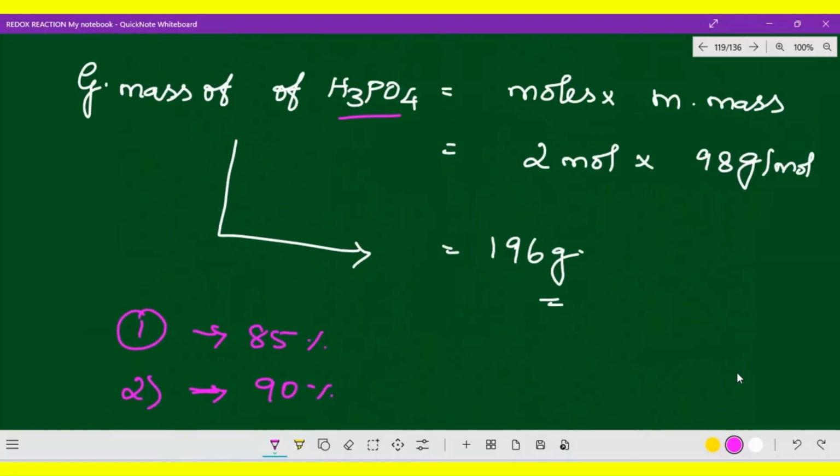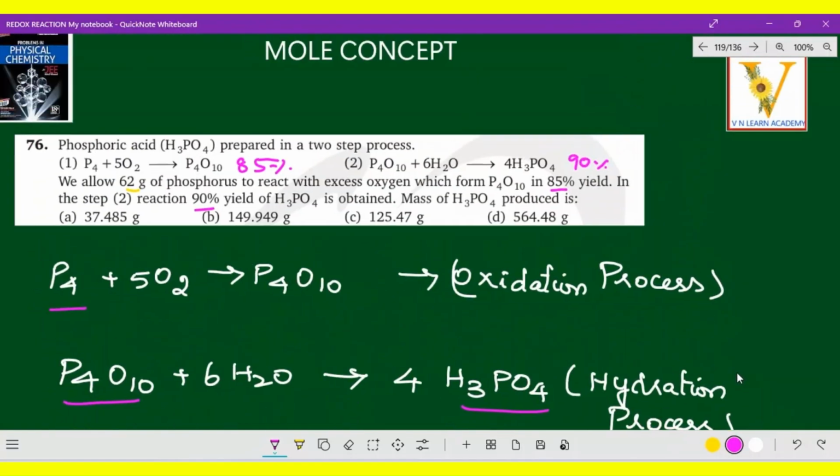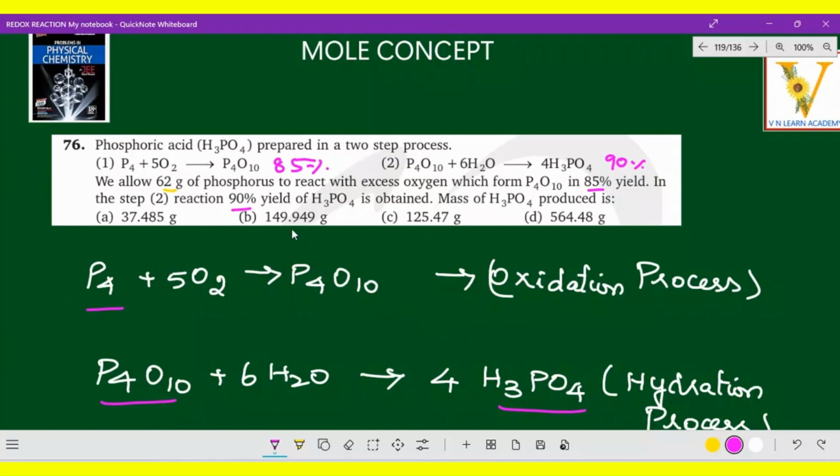I hope you got the clarity. Yes, come on, let us check the options. You know the steps on how to identify. Here the answer is 149.95, so make it 150. I hope you got the clarity. Yes, come on, let's go to the next question.